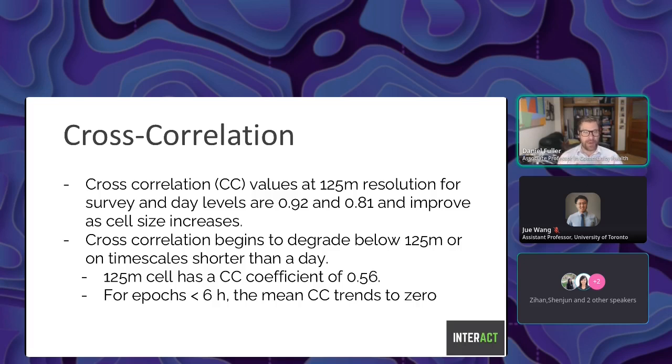cell size improved. So as you go to a bigger spatial resolution, you get better correlation, and as you go to a bigger temporal resolution, you get better correlations. But the cross correlation begins to degrade below spatial resolution of 125 meters or timescales shorter than a day. For timescales less than 6 hours, the average cross correlation between these two location data sets, GPS data and smartphone data, is 0. And I'll show you a figure.